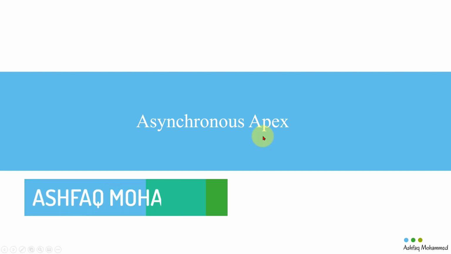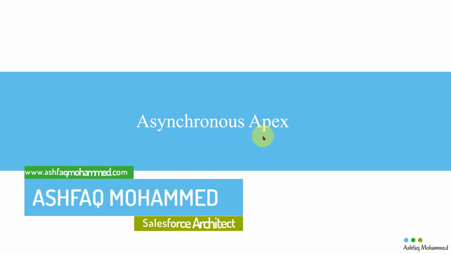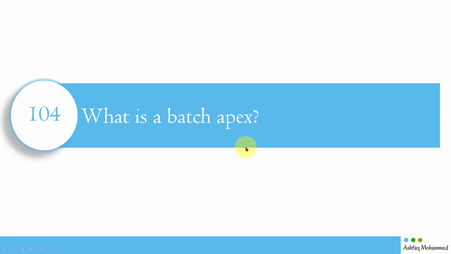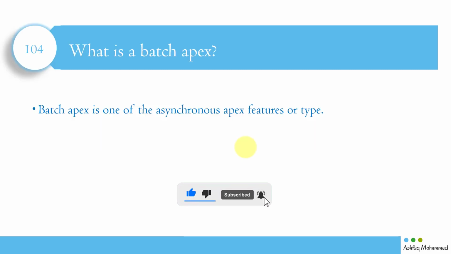Asynchronous Apex. Okay, again, as I said, this is the continuation video, third video of the Asynchronous Apex series, and the topic is Batch Apex. So the very first question we have over here is, what is a Batch Apex? Okay, so basically Batch Apex is again one of the asynchronous features or types.